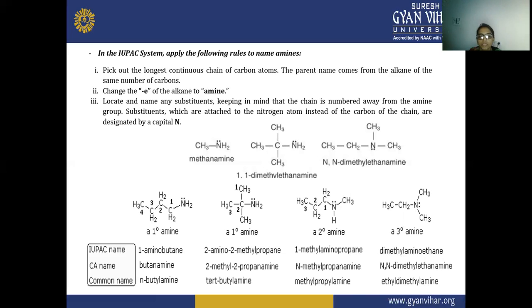Second is your CA name. So in the CA name, its name is butanamine. So in this, its name is butanamine because in this the butane chain is there and amine is attached to it. So its name is butanamine, and its common name is that N shows here a long chain of hydrocarbon, and butyl is the alkyl, and amine is your amine. So here its name is N-butyl amine.